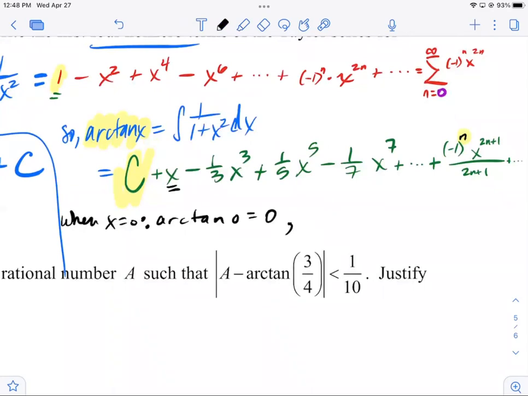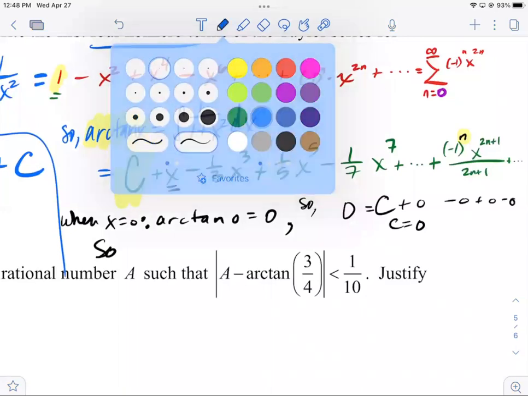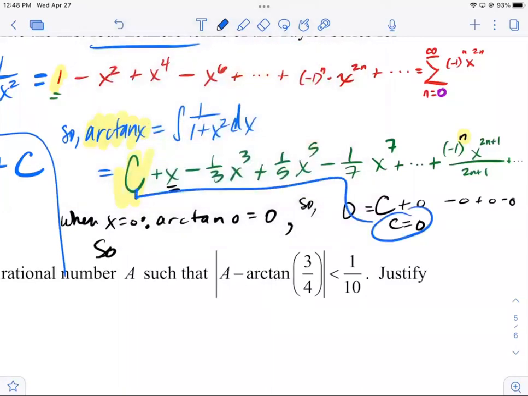You can actually set it up then. So arctangent of x equals, you can plug in a 0. So arctangent of 0, which is 0, equals c plus 0 minus 0 plus 0 minus 0. So guess what c is? 0. And now, just like we do when we're solving differential equations, we plug that back into this version here, and we get our final answer.